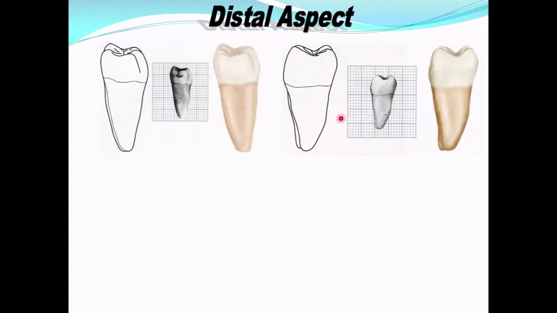Let's shift to another aspect, the distal aspect. This is the mandibular first molar, this is the mandibular second molar. This is the distal aspect, this is the distal aspect. This is buccal, this is lingual, this is buccal, this is lingual. Here is a distal cusp; there is no distal cusp.